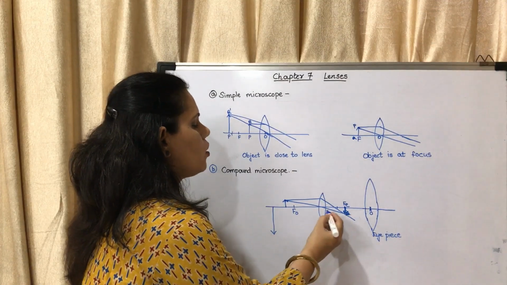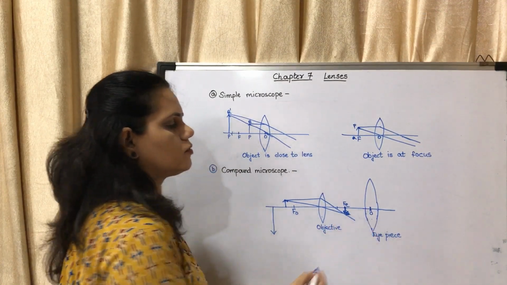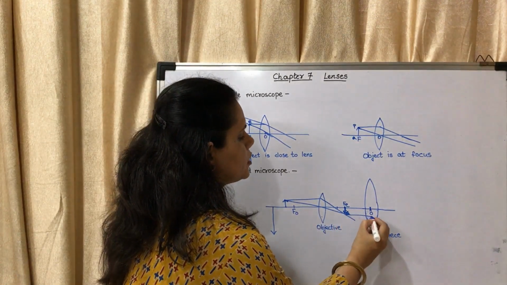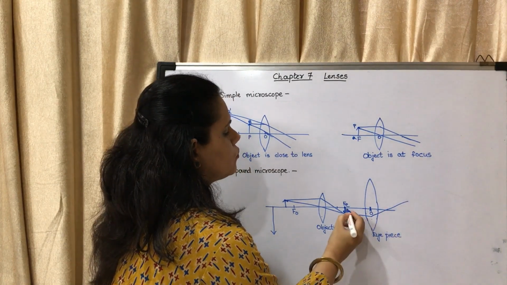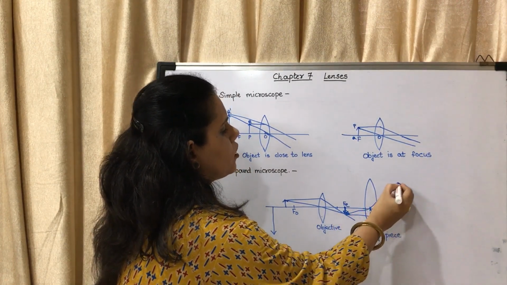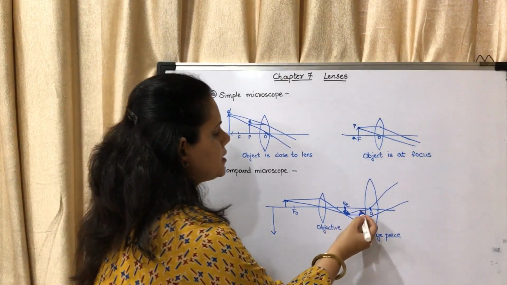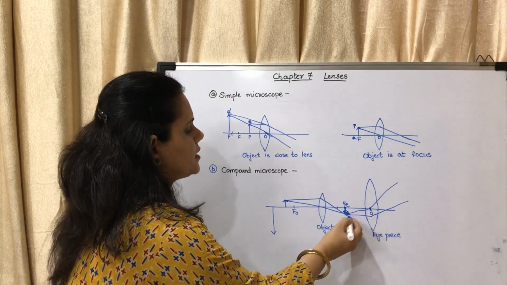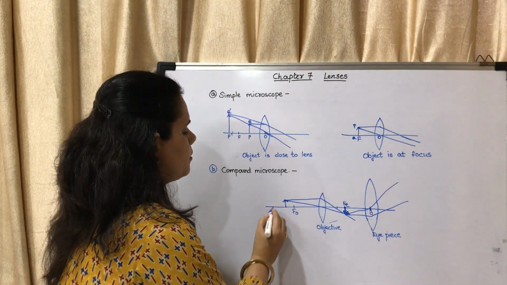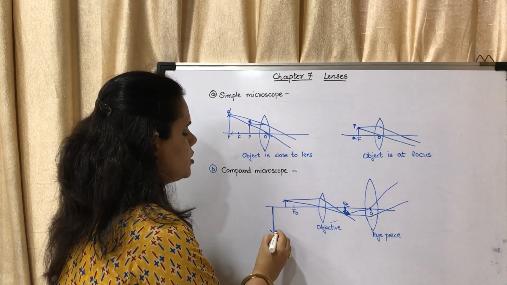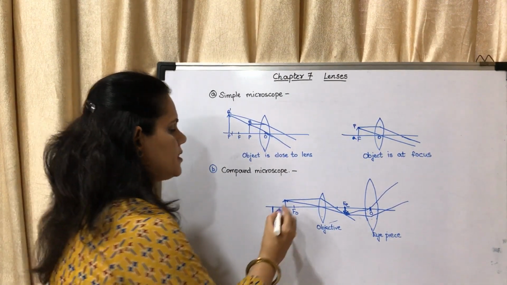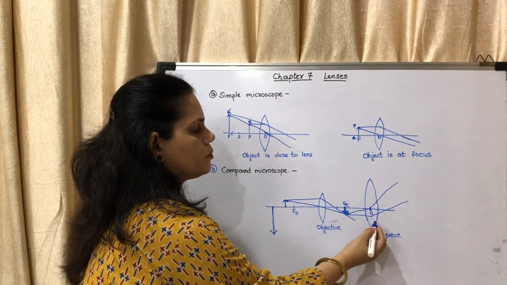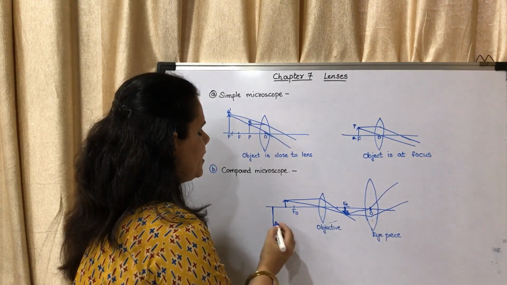This image of the objective is acting as an object for the eyepiece, and for the eyepiece this is the ray which is parallel to the principal axis passing through the focus, the ray which is passing through the optic center. And these rays, if you extend them backwards, I have not extended it, if you extend them backwards, it will come here and you will get an image of this. So this is the object. This is the first image which acts as the object for the eyepiece, and the final image is this.